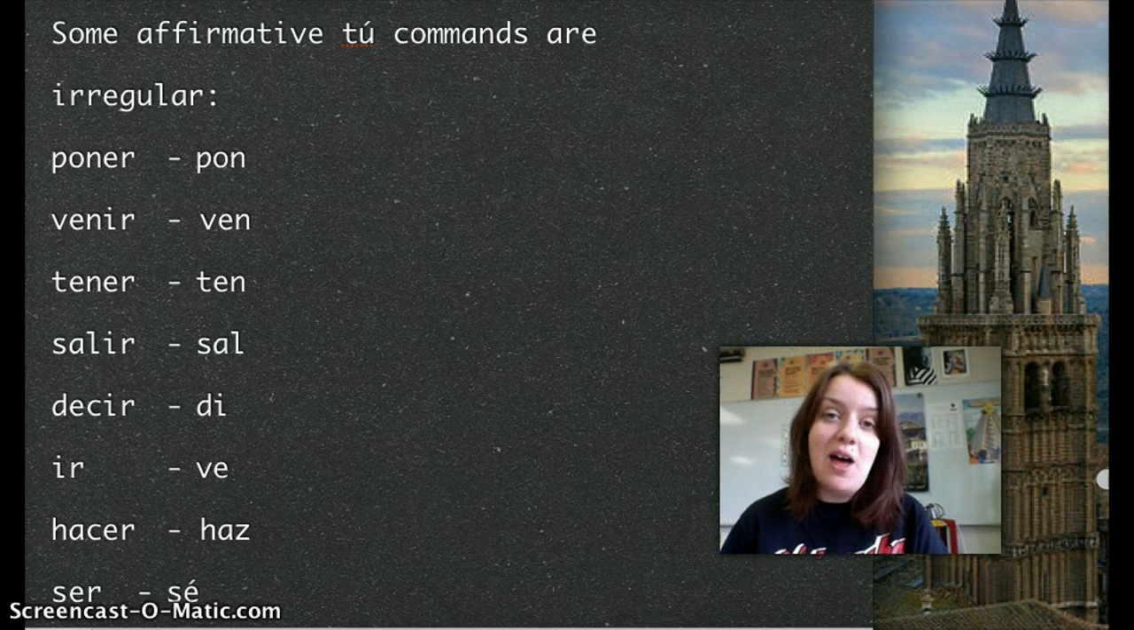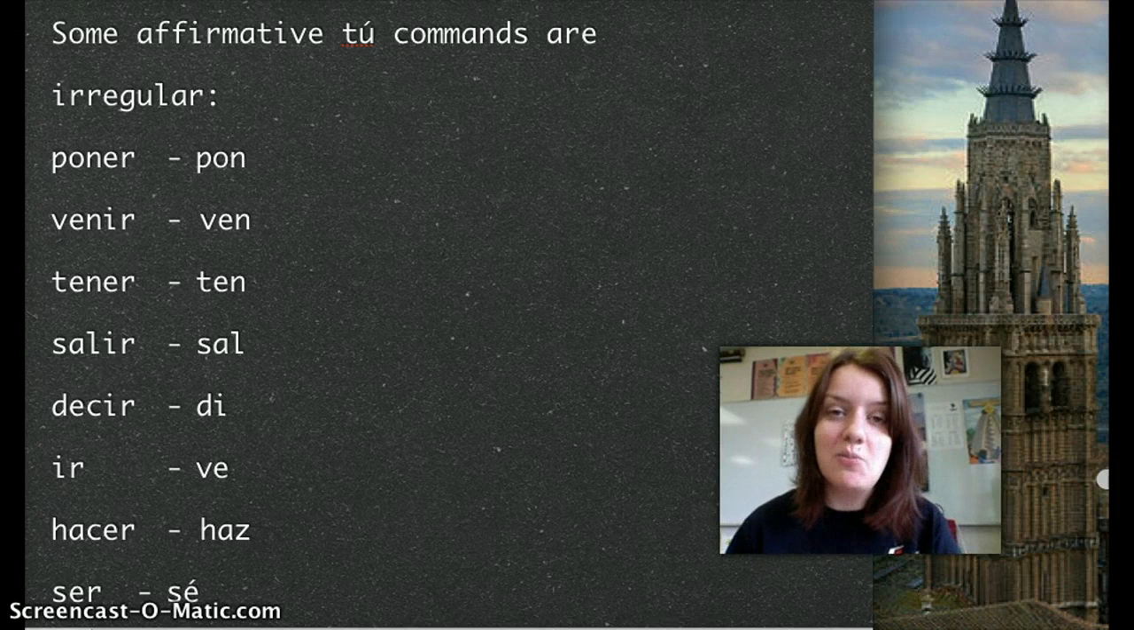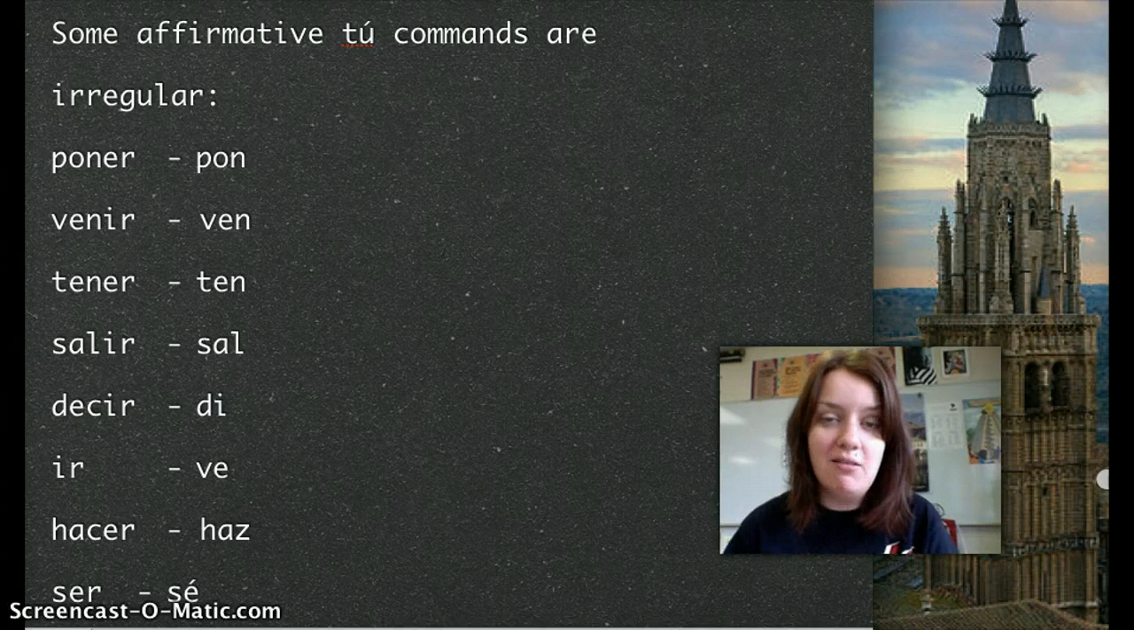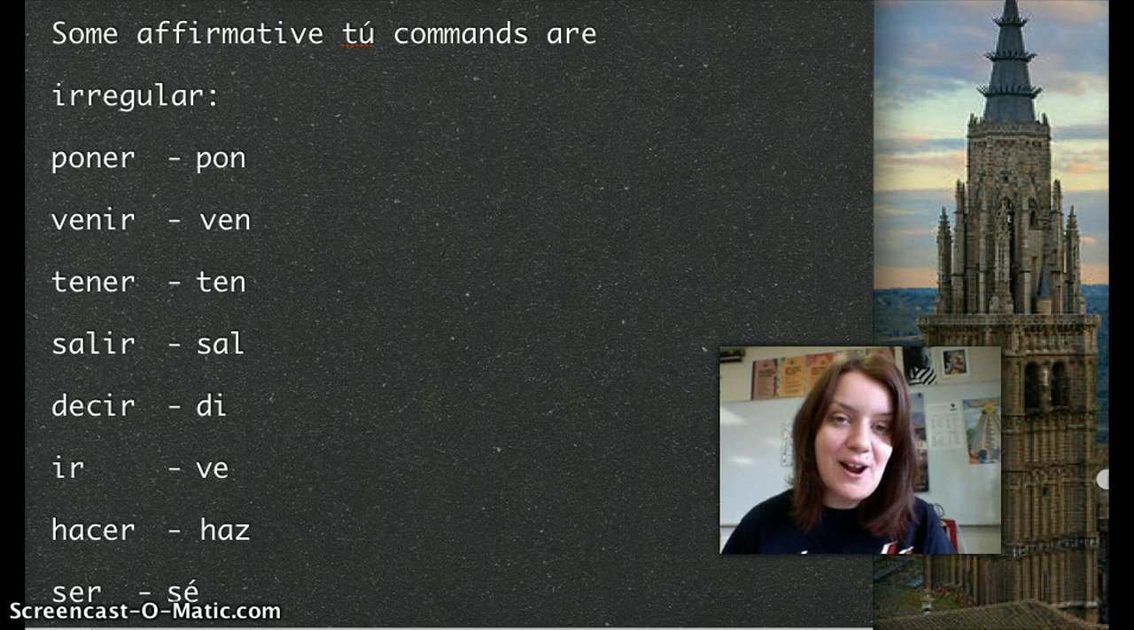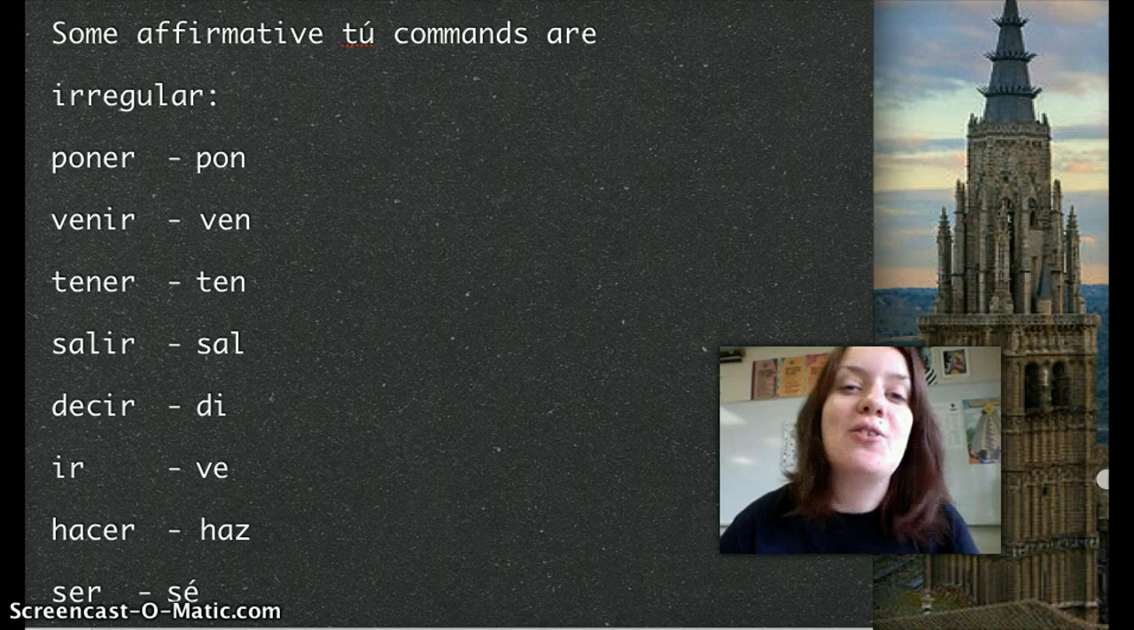One mnemonic that's helpful to remember these is "Vin Diesel has 10 weapons, eh?" So Vin Diesel, the action star, has 10 weapons, eh? So the person telling you that is presumably from Canada. So Vin Diesel has 10 weapons. V is ven for venir, Di for decir, Sal for salir, Haz for hacer, Ten for tener, Ve for ir, and Pon for poner, and then Se for ser. Vin Diesel has 10 pons, or Vin Diesel has 10 weapons, eh? So that can be your little mnemonic to help you remember.